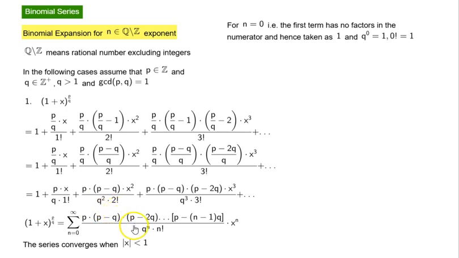So which means everything is 1. That means the first term is 1, which is what we have. So that is the expansion of 1 plus x to the power of p by q. Now this can be written as summation n equal to 0 to infinity of p by q choose n times x to the power of n, where absolute value of x is less than 1.